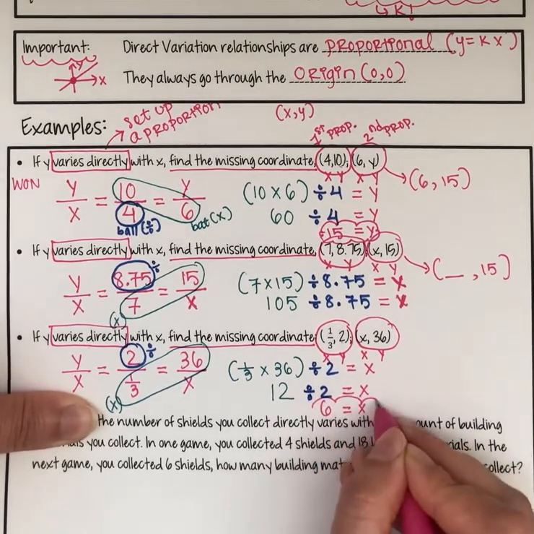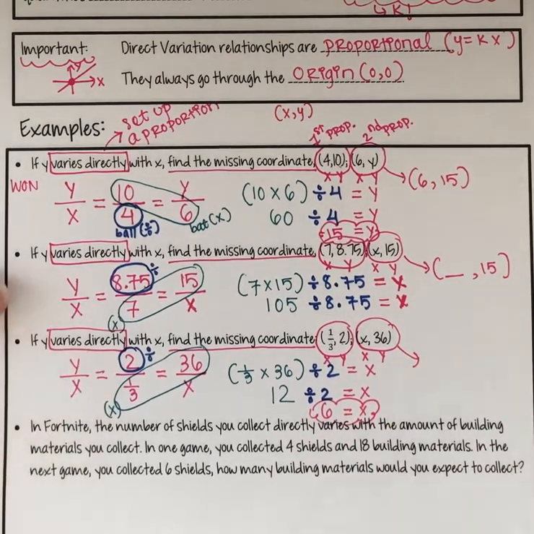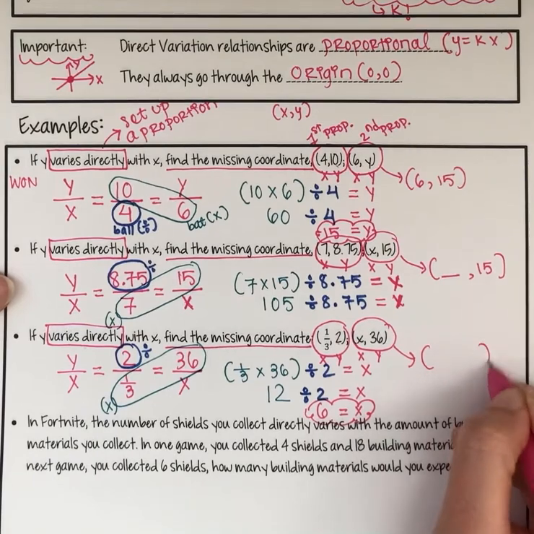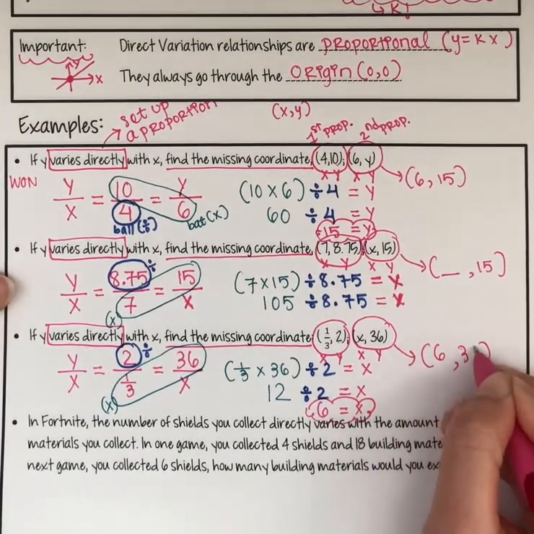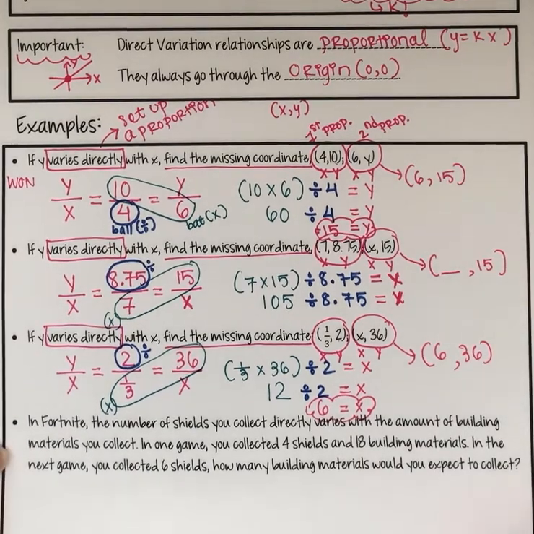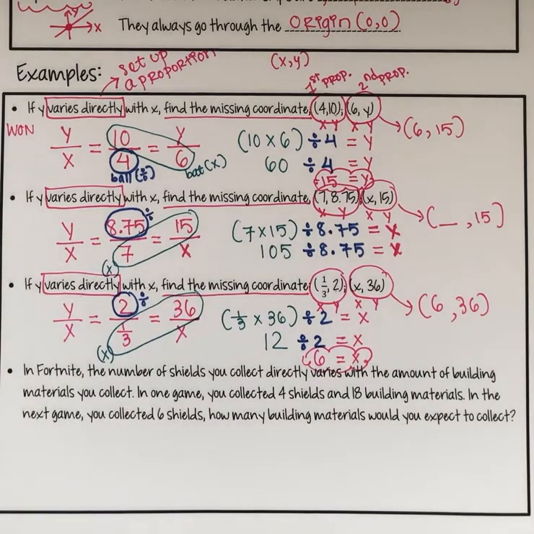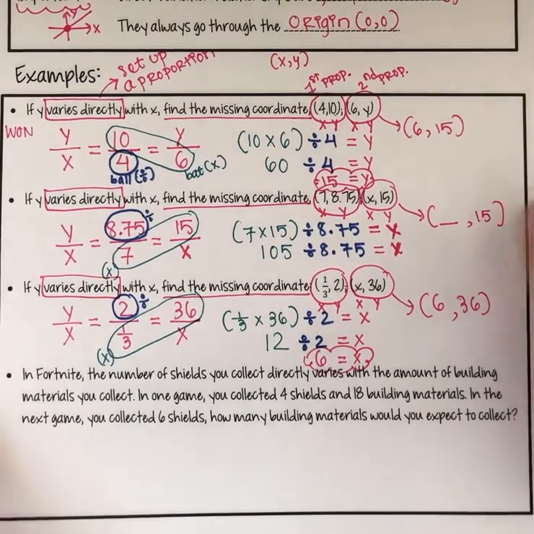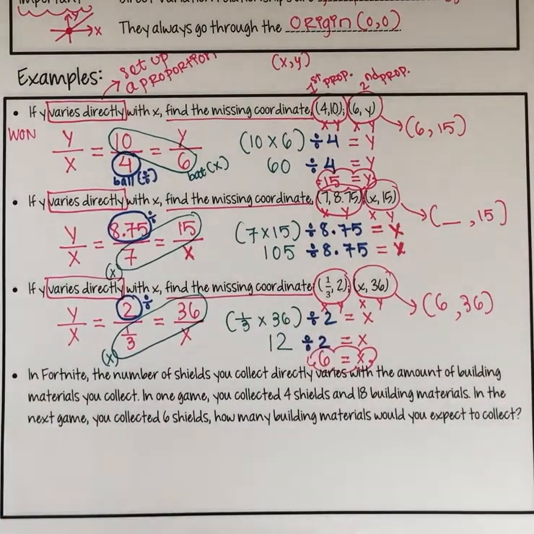Okay, let's put a cloud around it. Okay, so what is our coordinate pair going to look like? What comma what? That's correct, 6 comma 36. Okay. All right, now let's move on to the final one. It's a word problem. I'm gonna help you set it up, and once I'm done helping you set it up, you will see that it looks exactly like this one right here. Okay. All right, so let's read the problem.